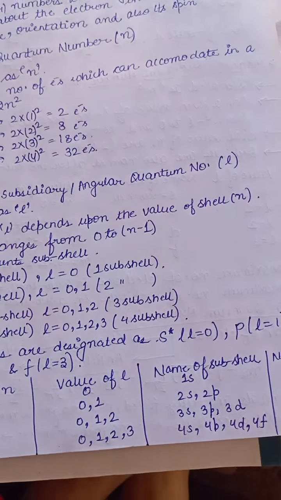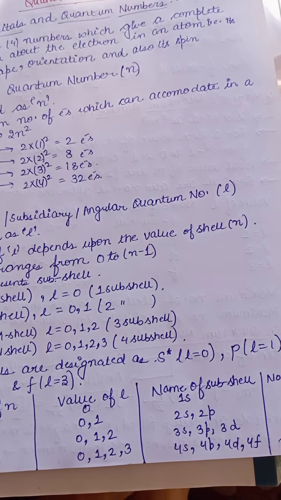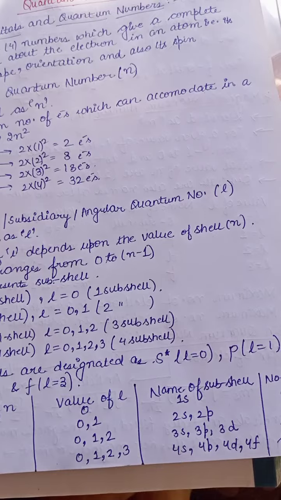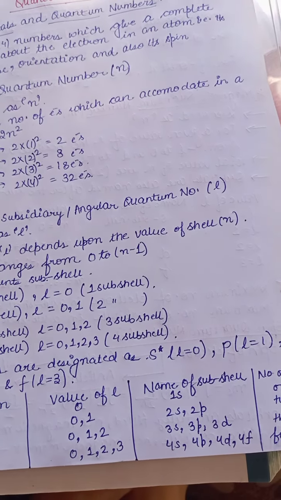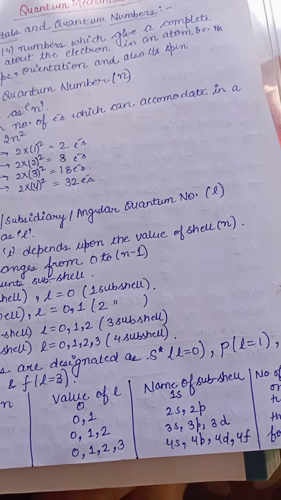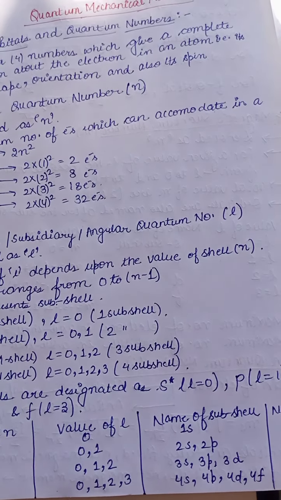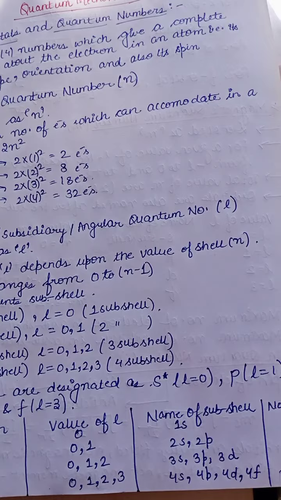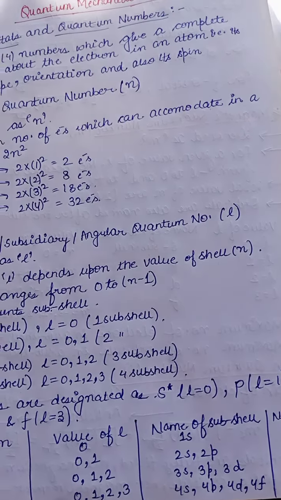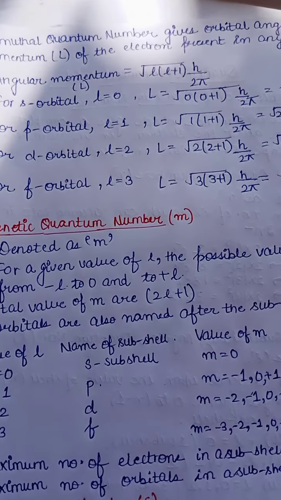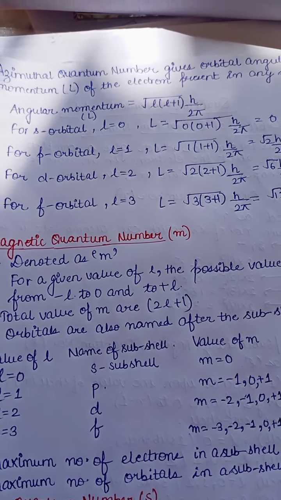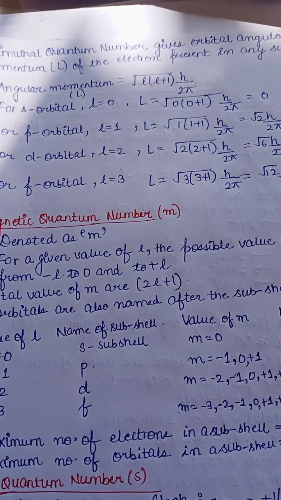If the value of l is 4, then the values of l will be 0, 1, 2, 3, and the names of the subshells will be 4s, 4p, 4d and 4f, so the total number of subshells is 4. So this is about the azimuthal angular quantum number, and it is the easiest. Next, the azimuthal quantum number gives the orbital angular momentum of the electron present in any subshell.